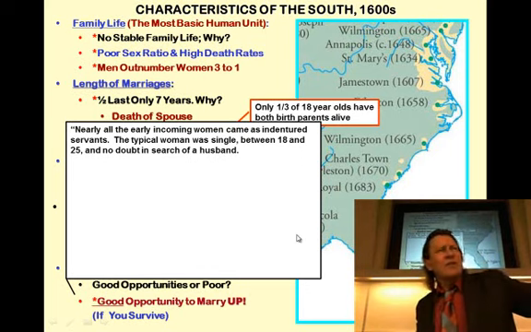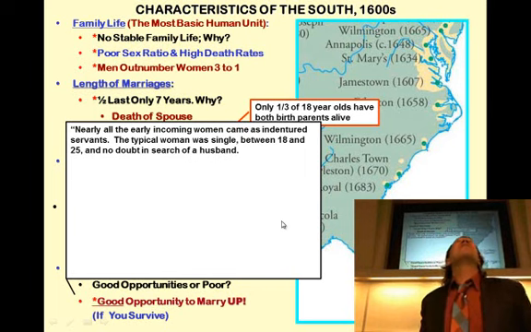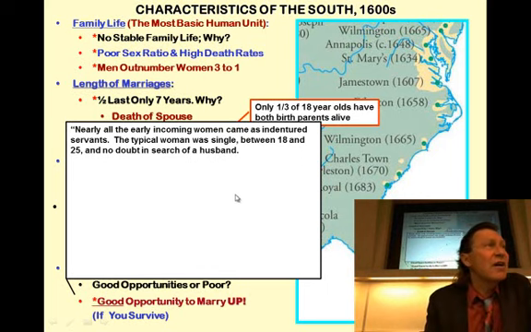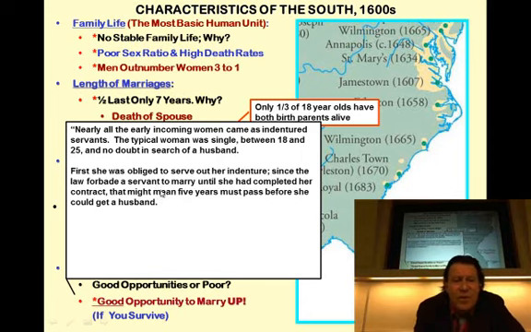If there are some instances of a highly bold woman coming over for her own grant of land, there must be, but I'm not aware of them. That wouldn't be the norm because society didn't promote that. First, she was obliged to serve out her indenture, since the law forbade a servant to marry until she completed a contract. That might mean 5 years must pass.